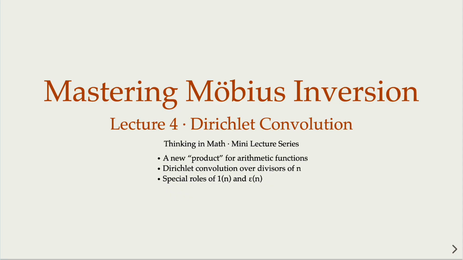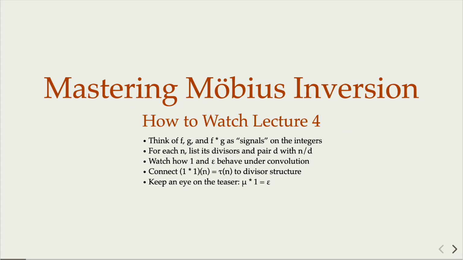It mixes the values of two functions along the divisors of n, and it turns out to be the natural algebra behind divisor sums. Möbius inversion and many identities in number theory are going to be based on this. In particular, we're going to see the definition and the special functions 1 and epsilon, and work through the classic example of the convolution of 1 by itself, which is tau of n, the number of divisors of n.